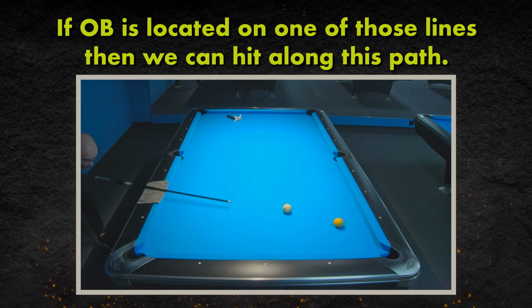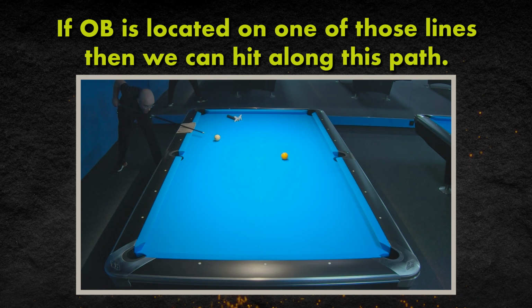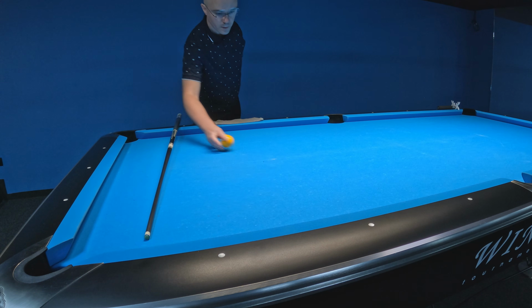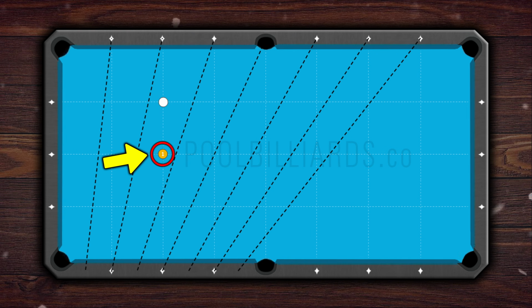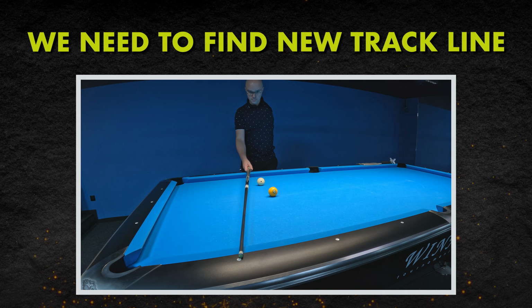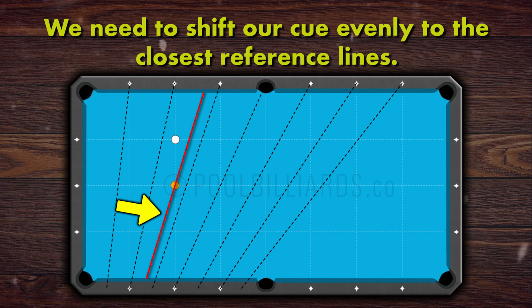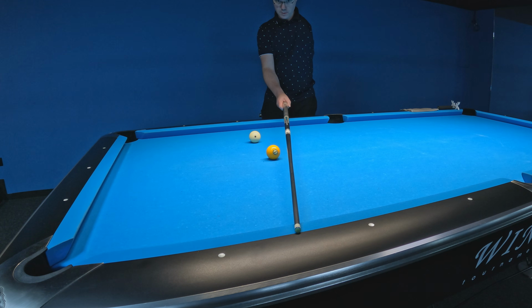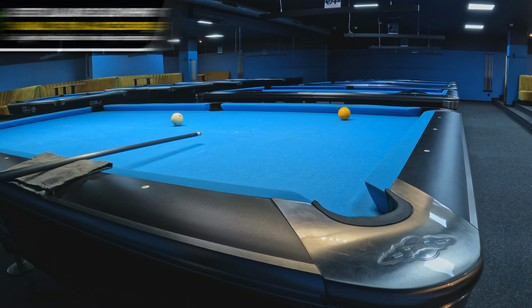So in this case, if the object ball is placed perfectly on one of those lines, then we can hit it perfectly along this path. Okay, but you can ask me what will happen if the object ball is somewhere in between those reference lines. In this situation, our goal is to find our new track line, and we can do this by shifting one of the closest reference lines to the current position of the object ball, and this step will indicate our new point on the rail's edge where we should hit the object ball.